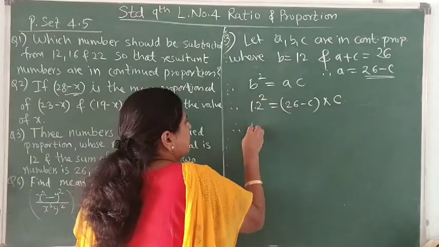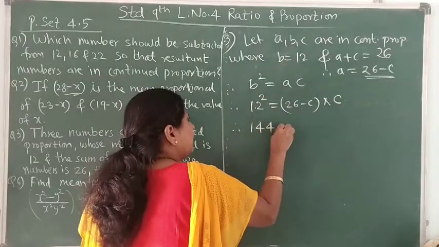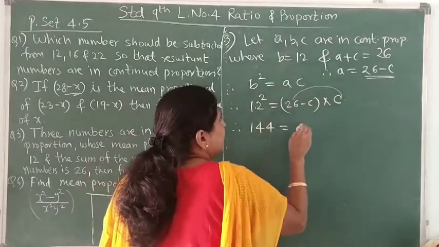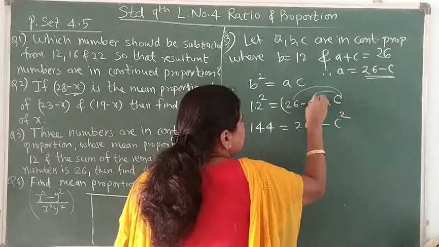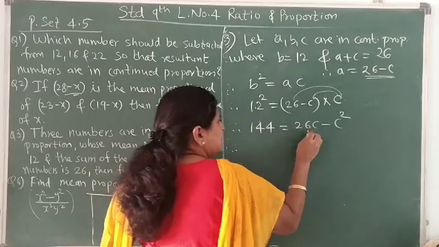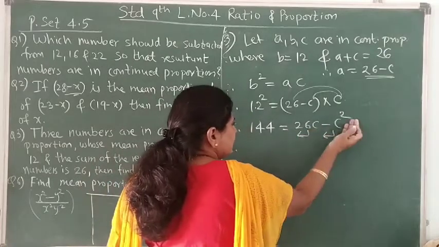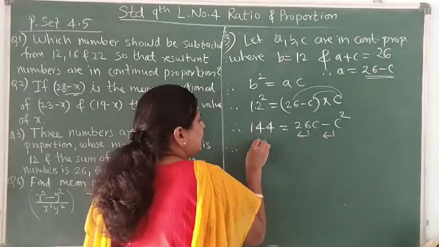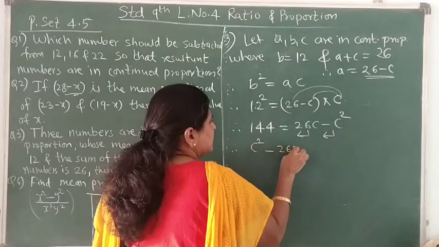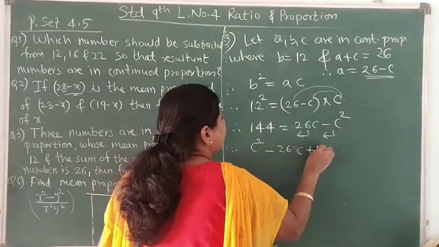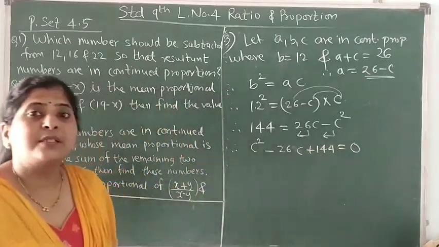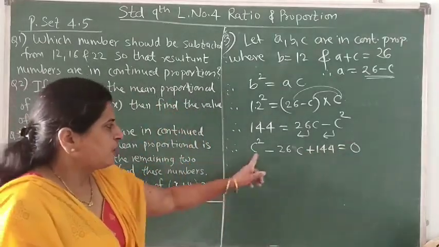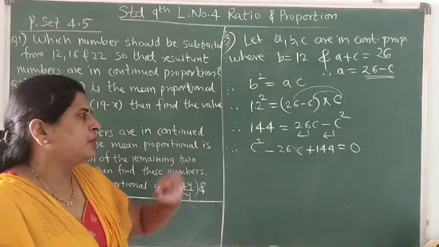So what is 12 square? 12 square is 144. So if you multiply here by C, it is 26C minus C into C, that is C square. Take both these terms on the left side, so that C square becomes positive, minus 26C plus 144 is equal to 0. Nothing is on the right side, so it means it is 0 on the right side. So we have got a quadratic equation where the variable is C.